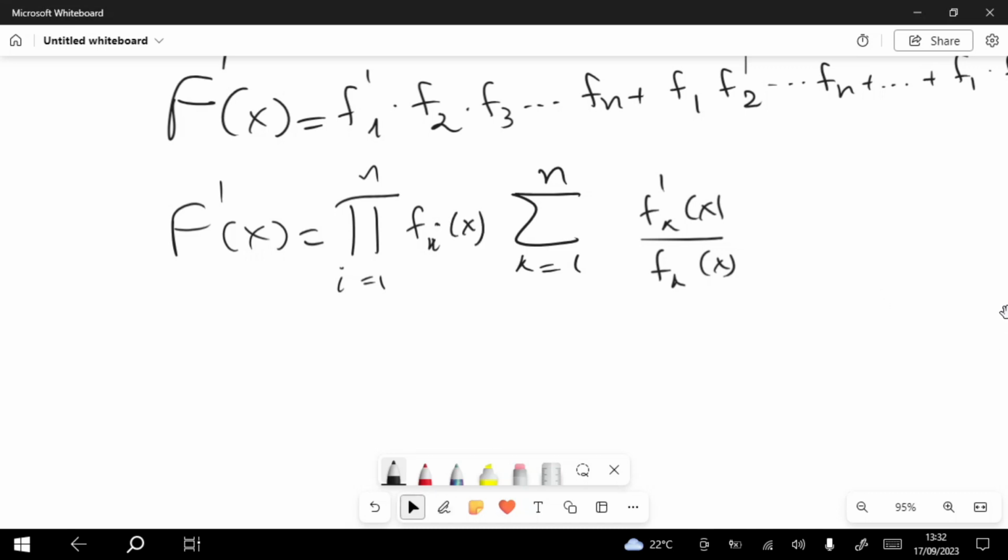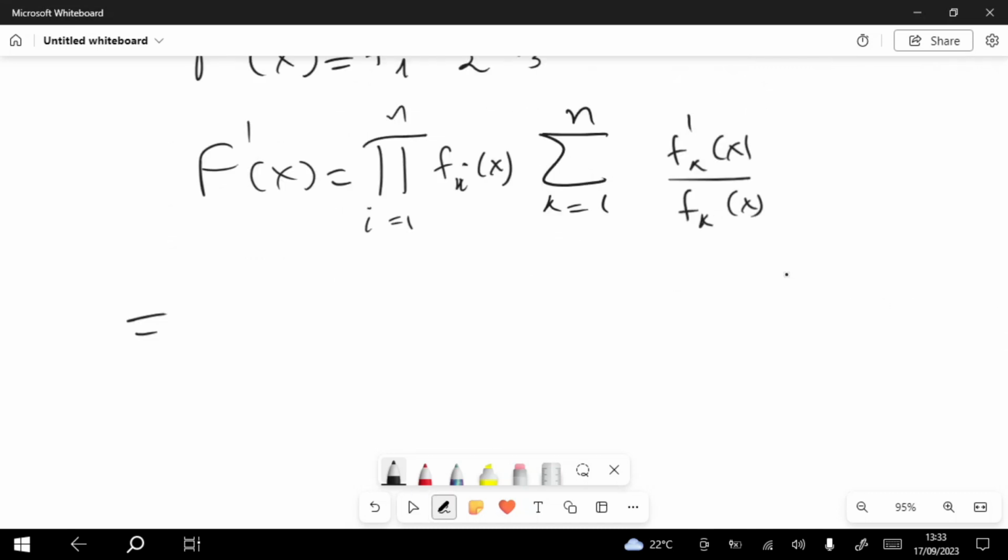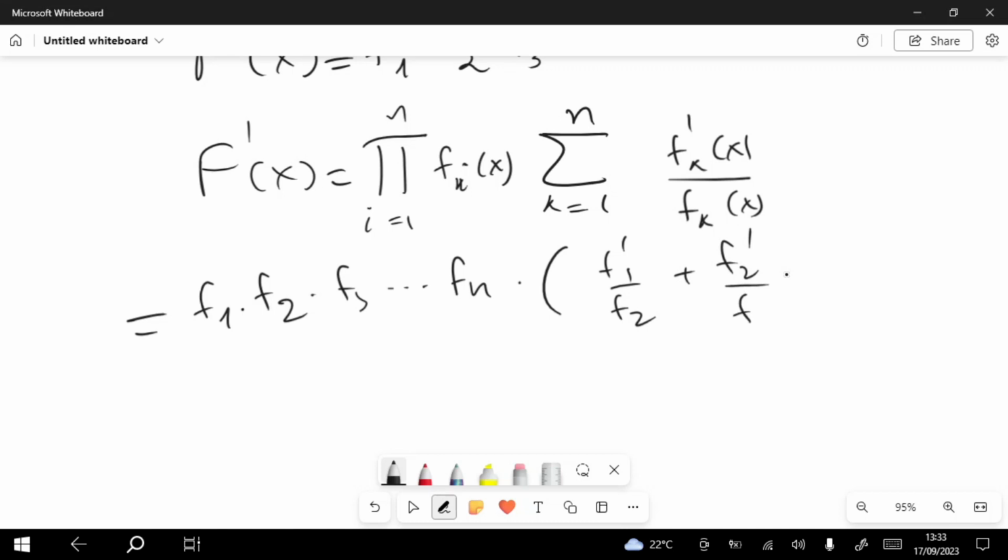So what happens is that, to make it clear, I'm going to just develop this. So for example, for the first term, it's going to be f1 times f2 times f3 all the way to fn. And that's multiplied by f1 prime over f1 plus f2 prime over f2, and so on, up to fn prime over fn.